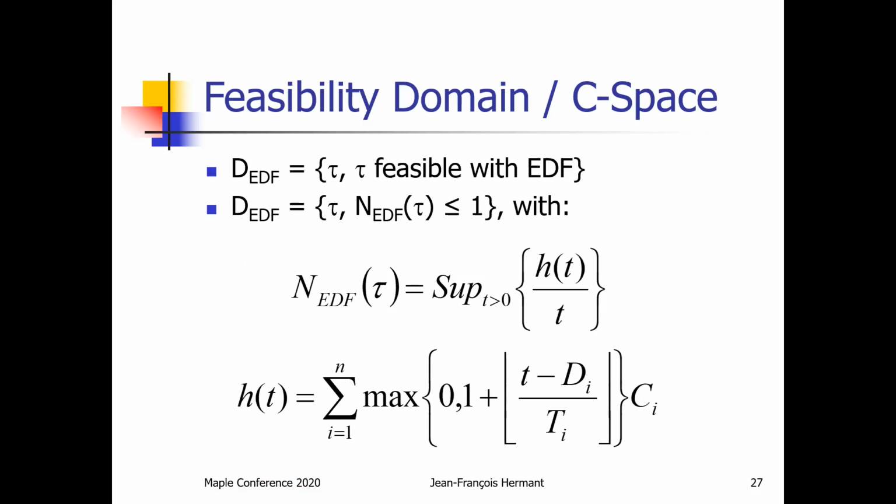The feasibility domain for EDF, or C-space, is defined as the set of all the task sets that are feasible with EDF. That is, all the task sets with the sup, or the max, of h of t divided by t less than or equal to 1. This is another way to write the necessary and sufficient feasibility condition for EDF. In the sequel, the worst-case execution times of the tasks, the C's, are unknown and variable, while the other task parameters, the T's and the D's, are known and fixed.